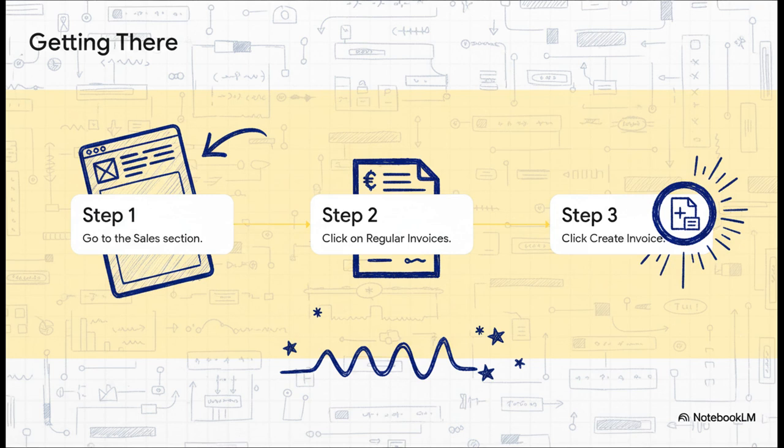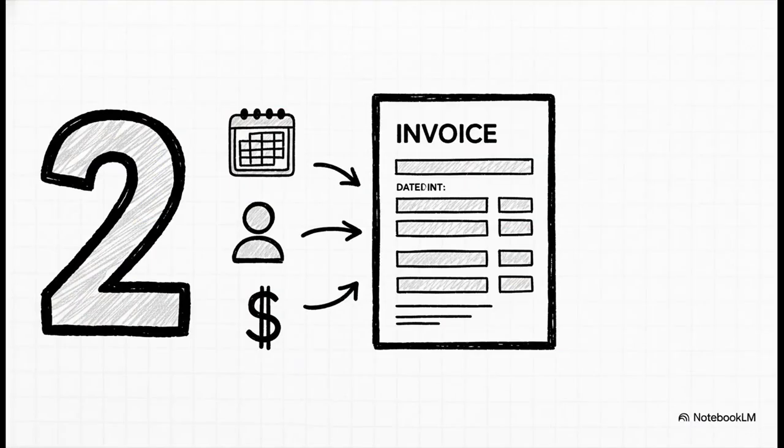Okay, it's a simple 3-click dance. First, you're going to head over to the sales section on your dashboard. From there, you just click on regular invoices. And then, you guessed it, you hit that big Create Invoice button. Boom, you're in.